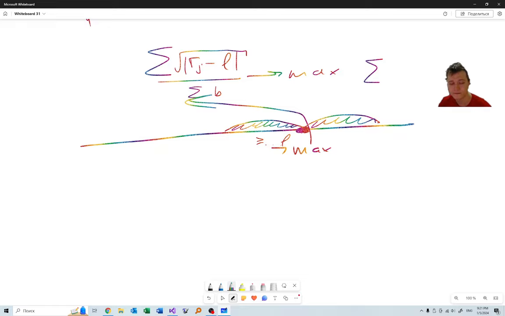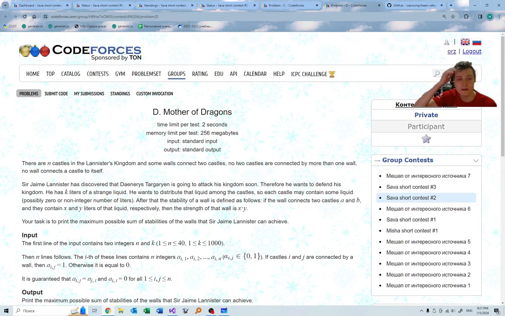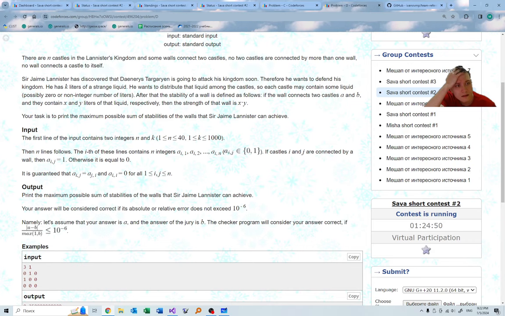Let's look at the other problem. Mother of Dragons. There are n castles in the Lannister kingdom, and some walls connect two castles. No two castles are connected by more than one wall. No wall connects a castle to itself. Sir Jaime Lannister has discovered that Daenerys Targaryen is going to attack his kingdom soon. Therefore, he wants to defend his kingdom. He has K liters of a strange liquid. A liter is a measure of volume. He wants to distribute that liquid among the castles, so each castle may contain some liquid.